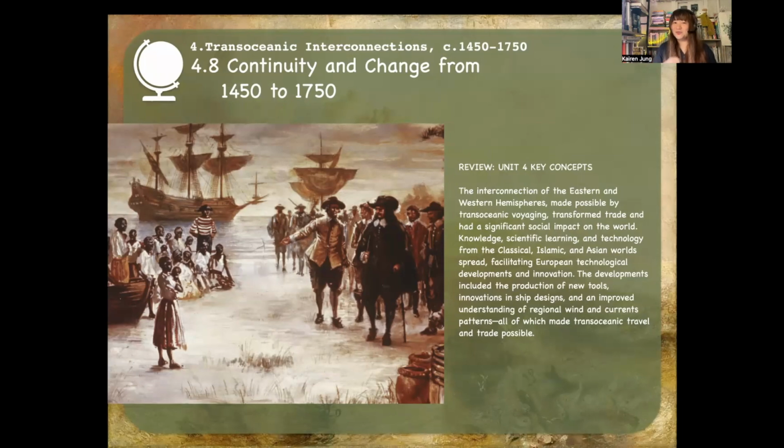And now for the total review of Unit 4's key concepts. The interconnection of the eastern and western hemispheres, which was made possible by transoceanic voyaging, transformed trade and had a significant social impact on the world. You had knowledge and scientific learning and technology from the classical Islamic and Asian worlds that spread and facilitated European technological developments and innovation. The developments included the production of new tools, innovations in ship designs, and an improved understanding of regional wind and currents patterns. All of this made transoceanic travel and trade possible.